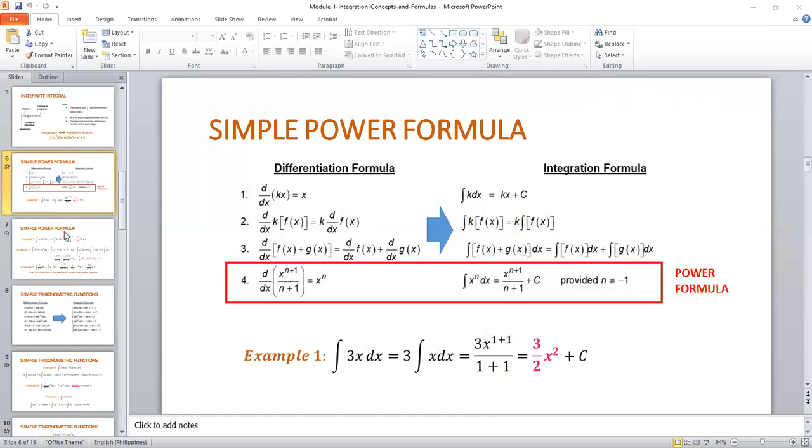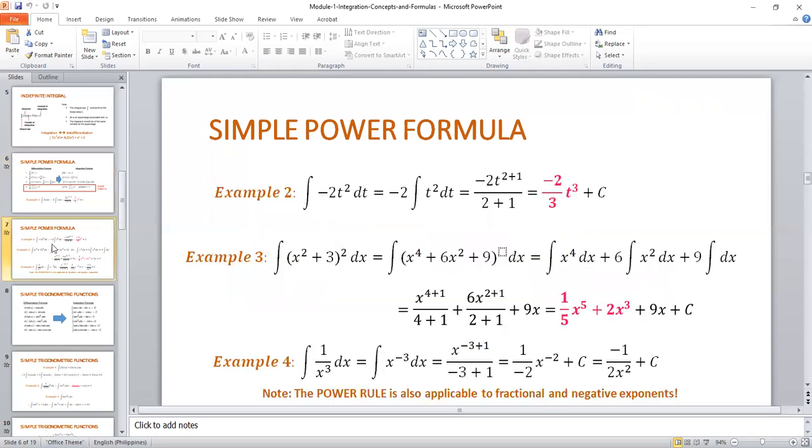Okay, we go to the next. Now, you have -2t squared dt. You set aside 2 and you use the power rule for t squared. So what is that? That would be 2t raised to 2 plus 1. The exponent here is reflected in the denominator, which is 2 plus 1. So you have -2 over 3t cubed plus c.